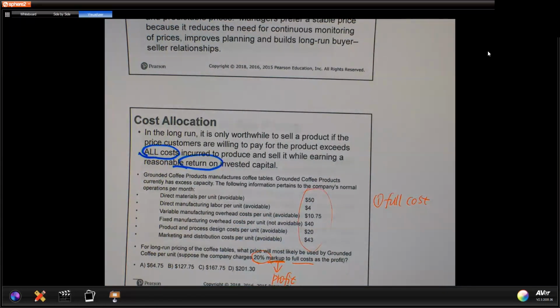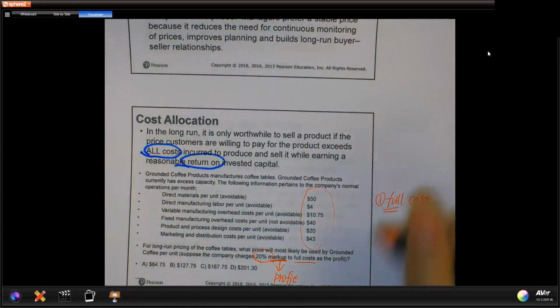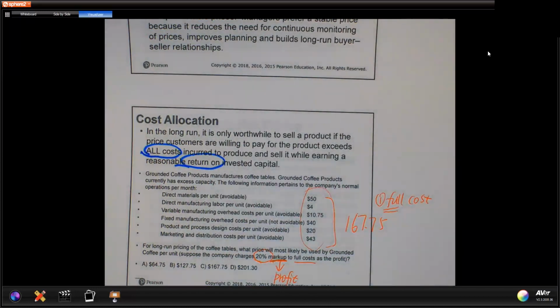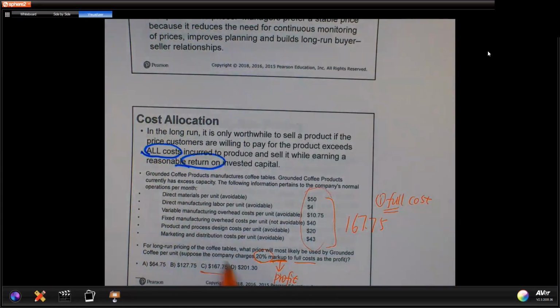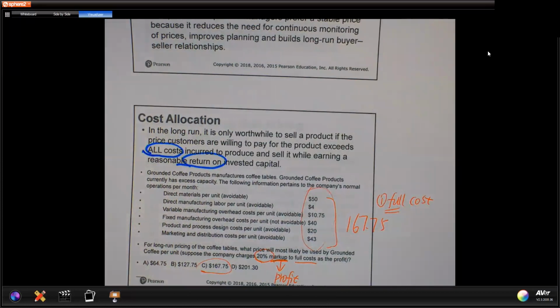In the short term, we just think about avoidable, will be relevant, not avoidable, not relevant. But now full cost. So if you add everything together, it's 176.75. You say, oh, I got the answer. Answer is say 167.7. Oh my goodness, I got 4 points. Is that right? Yes or no?